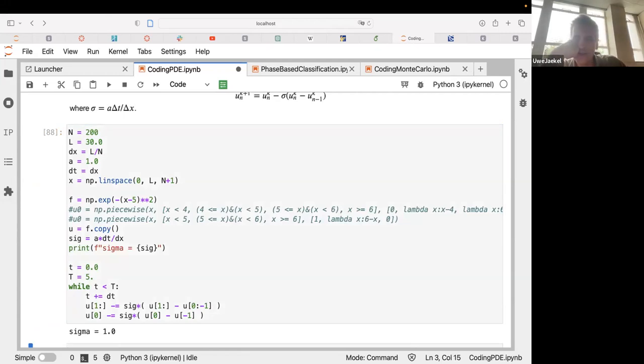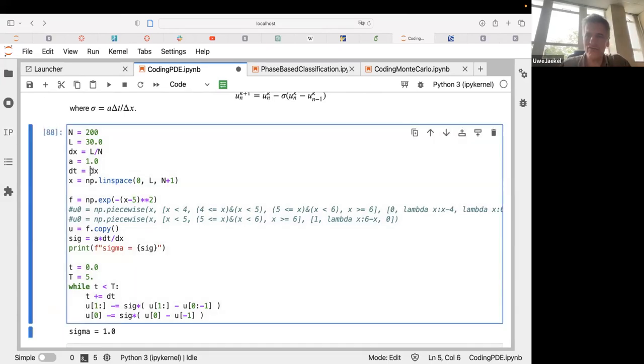What would happen if I... I mean, dt is a time, we measure it in seconds. Dx is a space variable, we measure it in meters or centimeters. So these are completely unrelated things. What if I made dt smaller? Let's make dt smaller by a factor of 10 and see what happens.